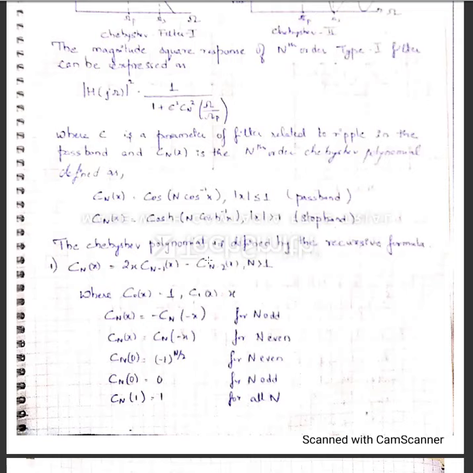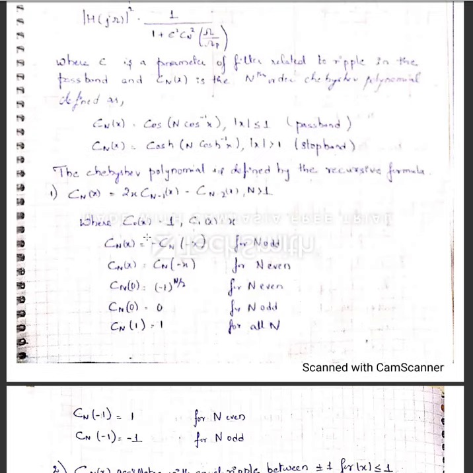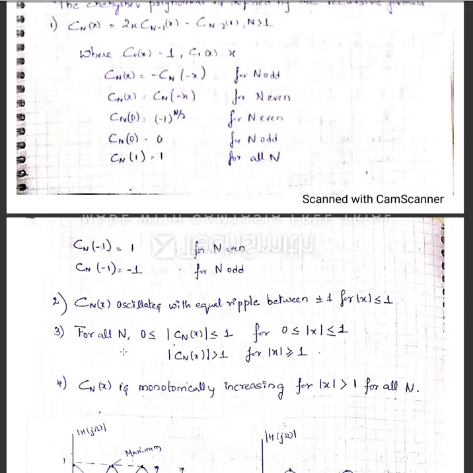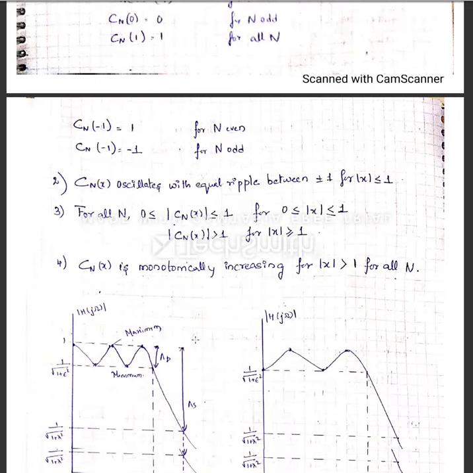recursive formula. Cn(x) is equal to 2x Cn minus 1. Now with respect to the value of n being odd and even, they have certain values. If n is odd, then Cn of 0 is 0. For all values of n, Cn(1) is 1, and so on. These are certain observations that they have made regarding the Chebyshev filter with respect to the Chebyshev polynomial. So you need to go through it.